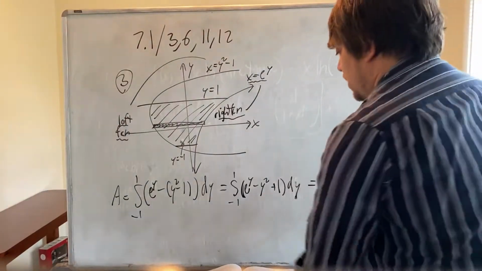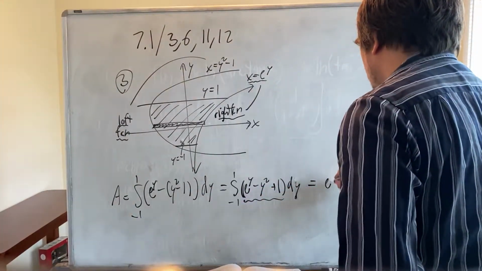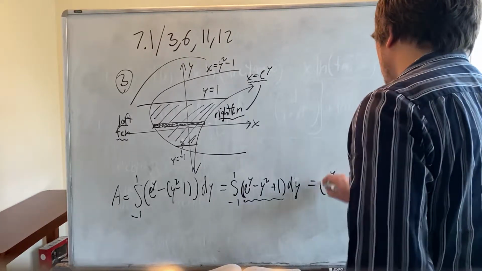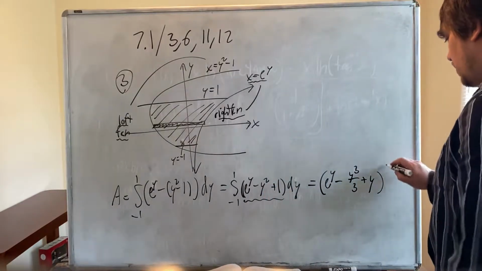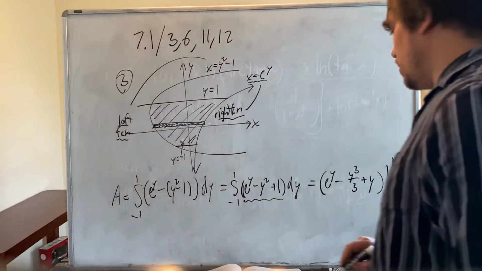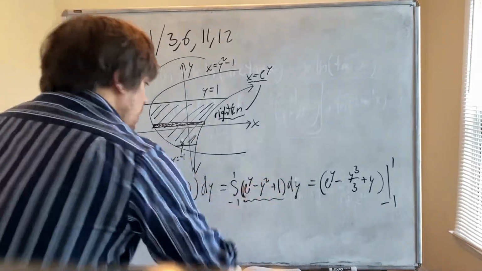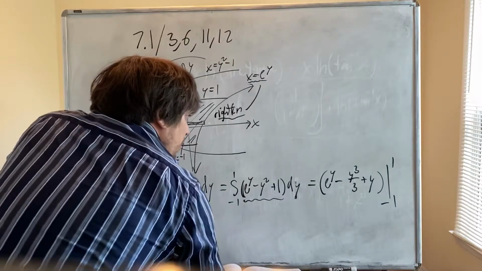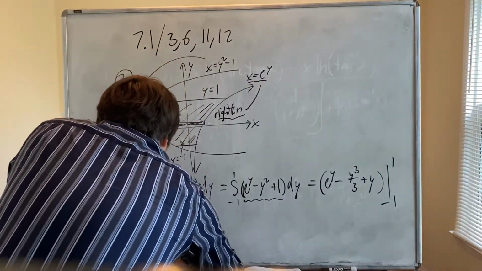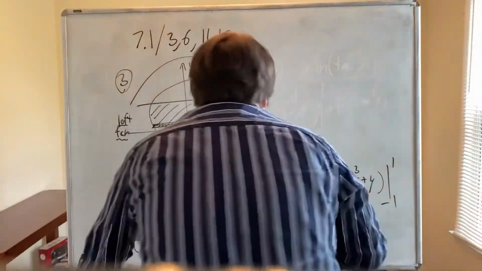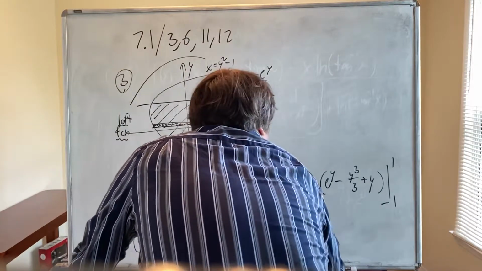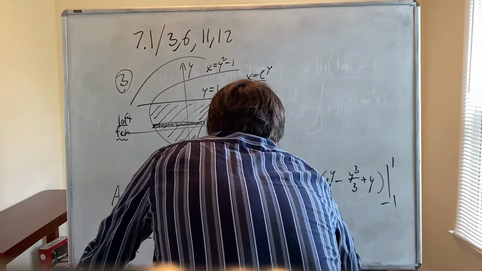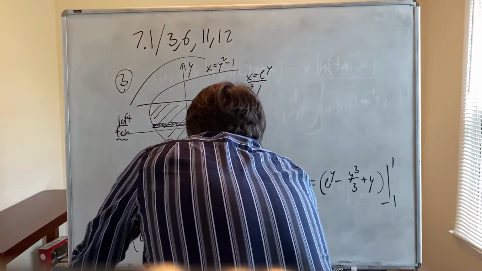Now find an antiderivative of the integrand function. That's e to the y minus y cubed over 3 plus y. That's an antiderivative of the integrand, and that's evaluated from negative 1 to 1. You plug in 1, you get e to the first power minus 1 cubed over 3 plus 1, minus e to the negative 1 minus negative 1 cubed over 3 plus negative 1.